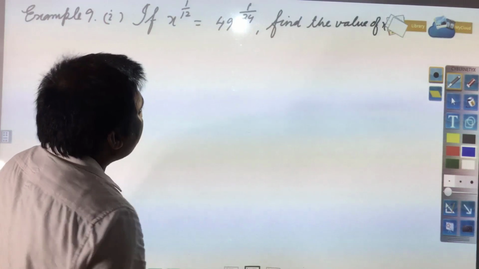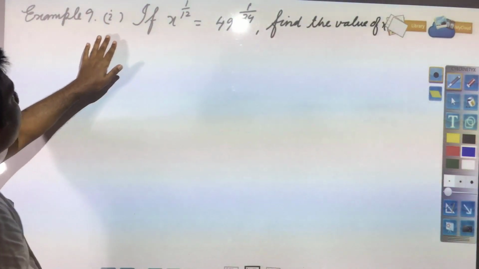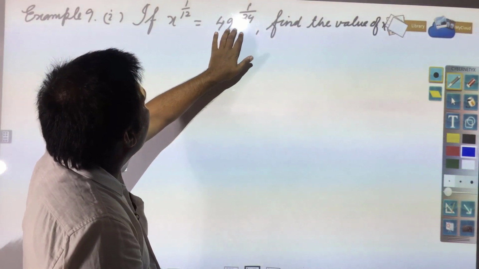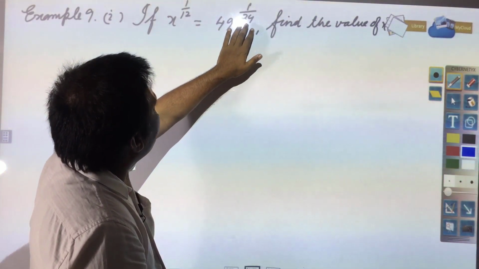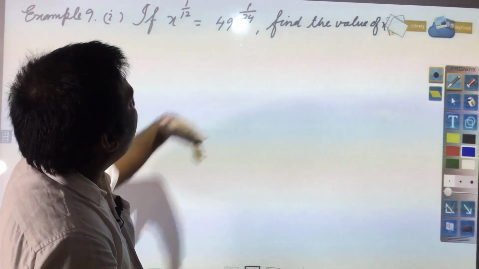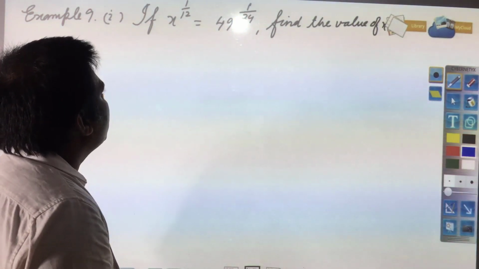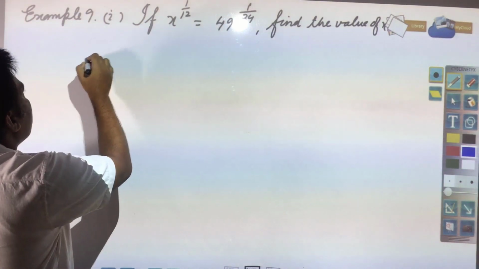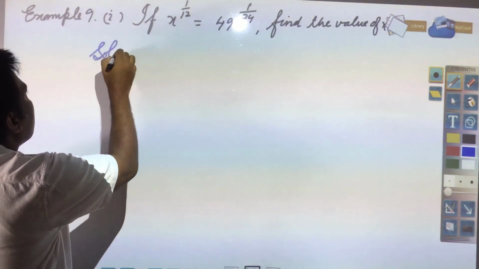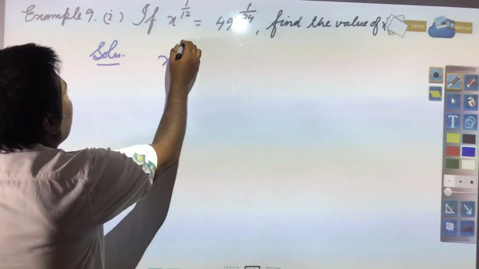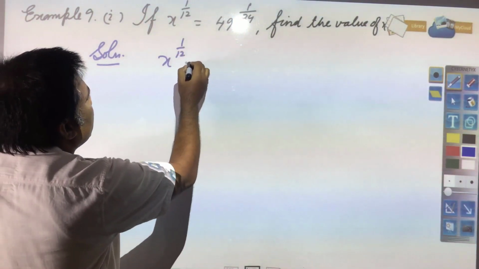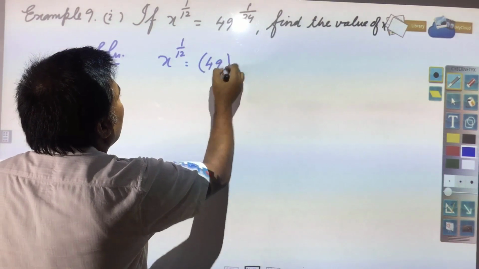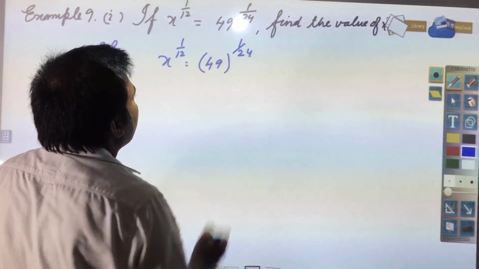Next question we will see. Here you see, if x to the power 1 by 12 is equal to 49 to the power 1 by 24, find the value of x. How we will solve this question? What we need to do, here it has been given x to the power 1 by 12 is equal to 49 to the power 1 by 24.